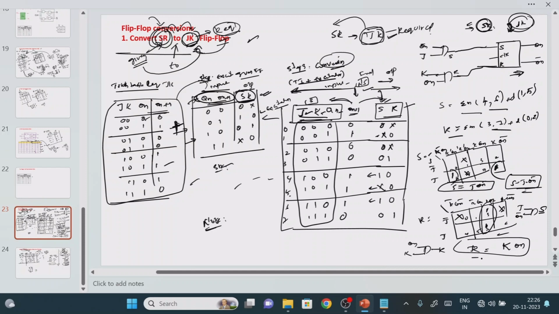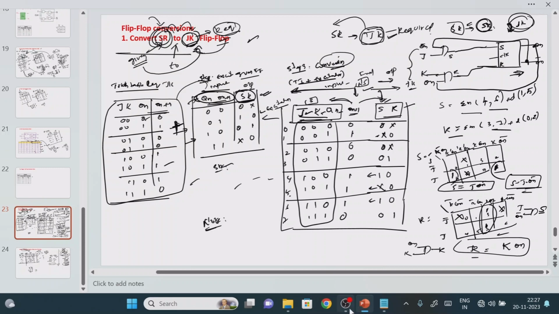But if you observe here, we already have Qn bar, right? So what we can do is this Qn bar we can connect to here, and this Qn we can connect to here. Now see that earlier it was an SR flip-flop. Now it is converted in terms of the JK flip-flop, right? So fine. This is the way to convert one given flip-flop to another given flip-flop, right?